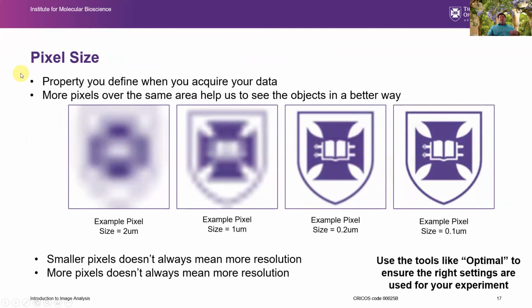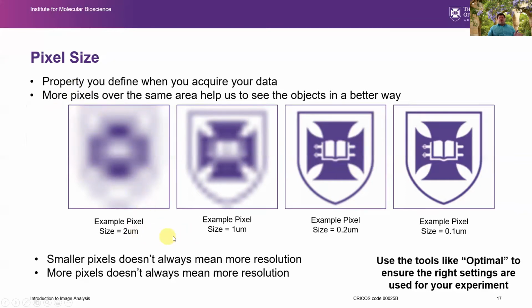Something else that you have to keep in mind is the pixel size. And this is a property that you define when you acquire your data. More pixels over the same area can help us to see objects in a better way, but it doesn't mean having the most amount of pixels will give you the most resolution. So if we have quite a large pixel size of, say, for example, 2 microns, we wouldn't be able to see all of the structures.